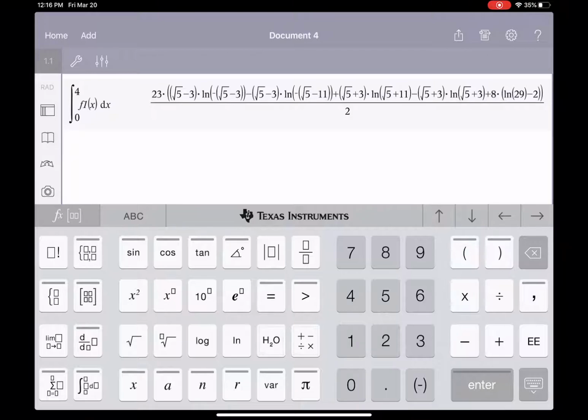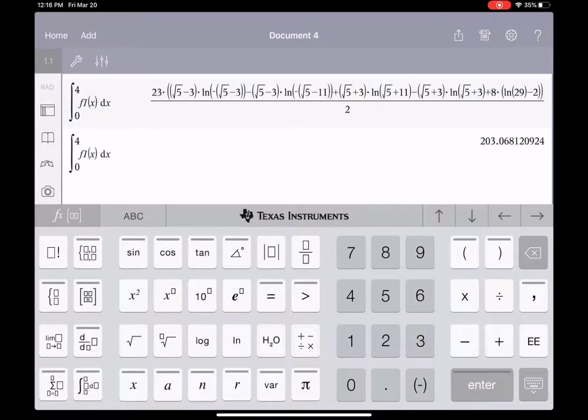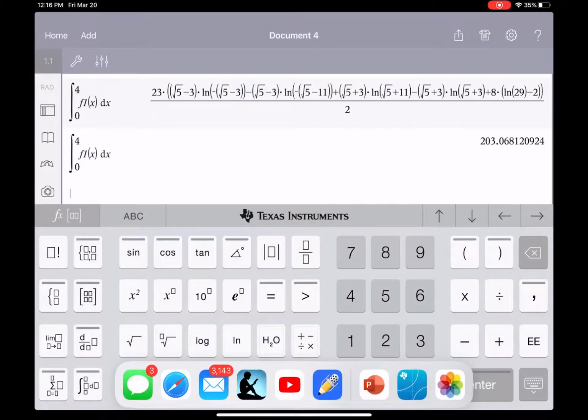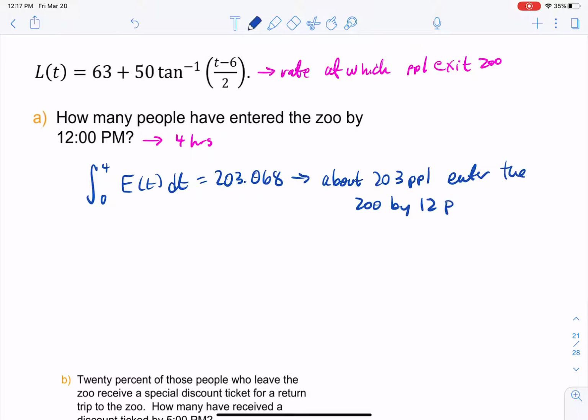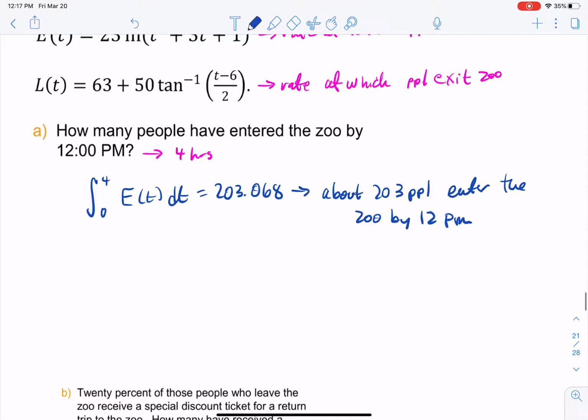So again, that's because this is a computer algebra system. It's giving us an exact answer. We just want the approximate one. So hold your finger on this, and then you can see the approximately equal sign right there. We got 203.068, which we're going to say is about 203 people enter the zoo by 12 p.m. All right, so that part I do believe is finished.